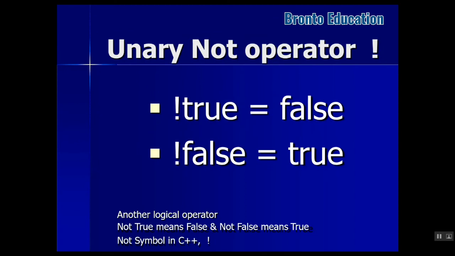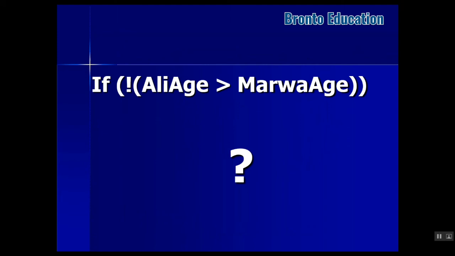Unary not operator. Sometimes you use only the not operator. This is a unary operator which only accepts one operand, on the right hand side. Not true is equal to false, and not false is equal to true. So what will happen if not Ali's age is greater than Marwa's age? First, Ali's age will be compared to Marwa's age. If Ali's age is greater than Marwa's age, it will return true, and not will make that false.